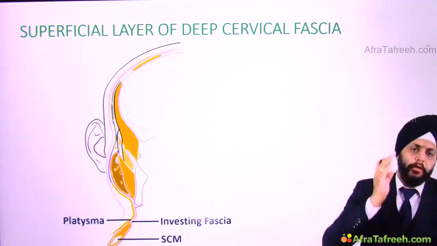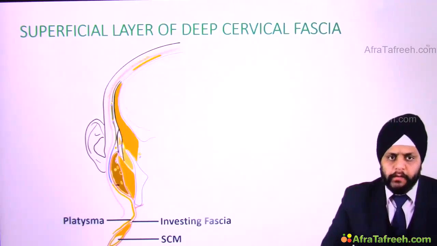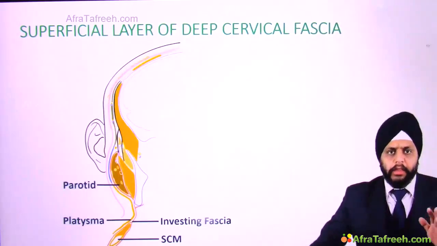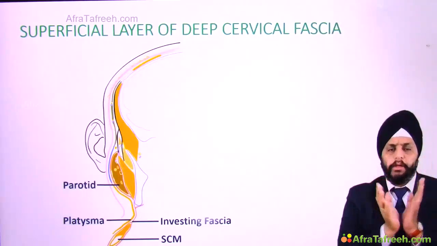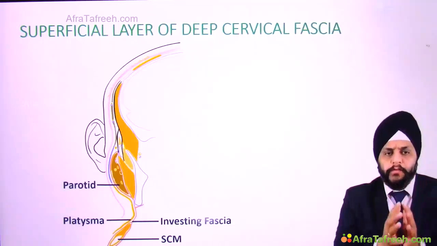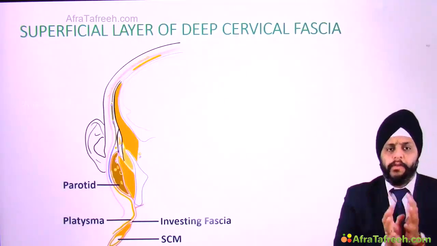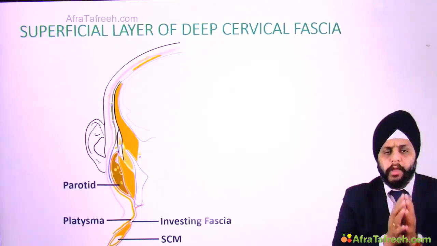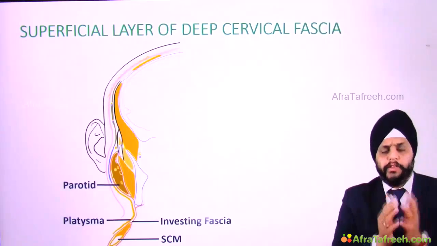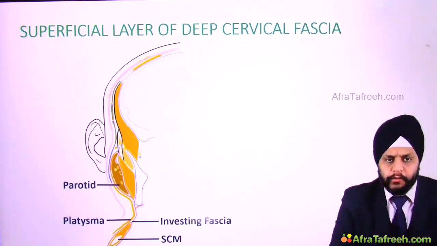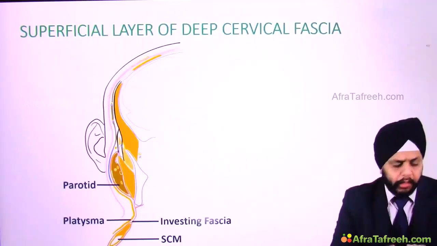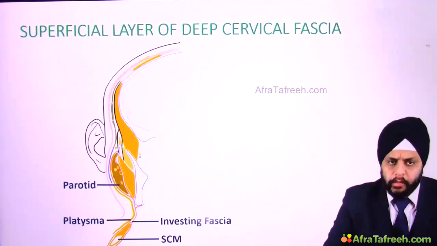Now this fascia also goes up. Where is it going? You can see the parotid gland. This fascia encloses the parotid gland, forming the capsule of the parotid gland, and inside it forms a space. That space is known as the parotid space. We'll discuss that parotid space later on, but the superficial layer of deep cervical fascia forms the parotid space.